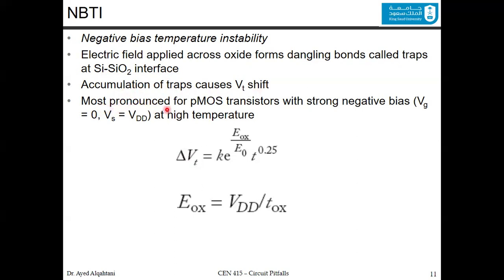It is most pronounced for PMOS transistors with strong negative bias, when VG is equal to 0 and VS is equal to VDD, at high temperature. And this equation is the dominating equation for the NBTI.